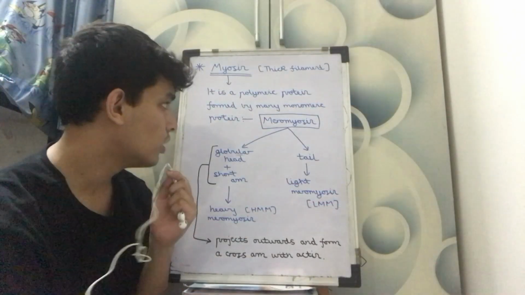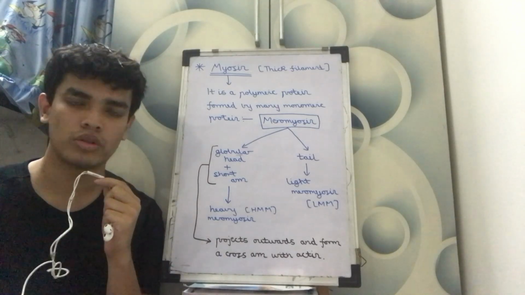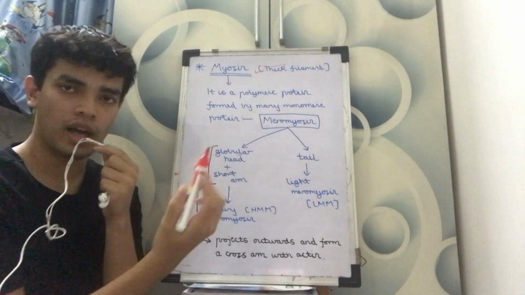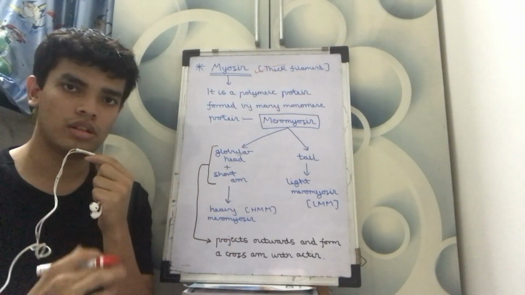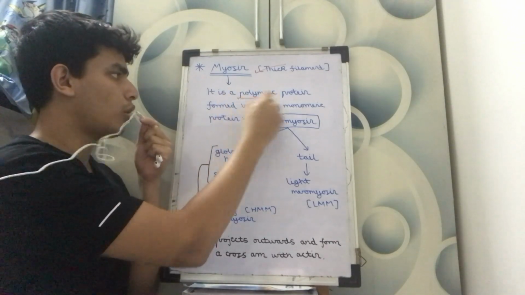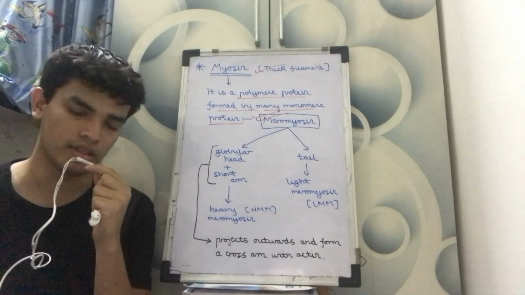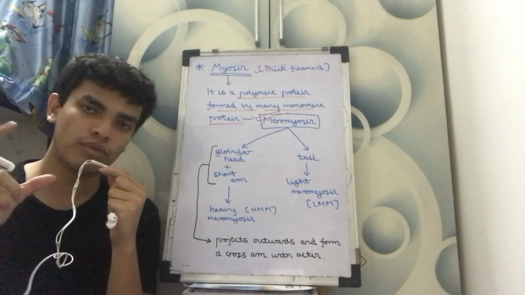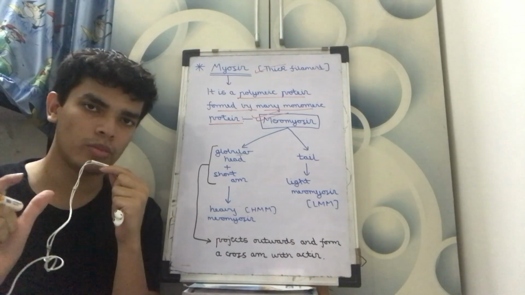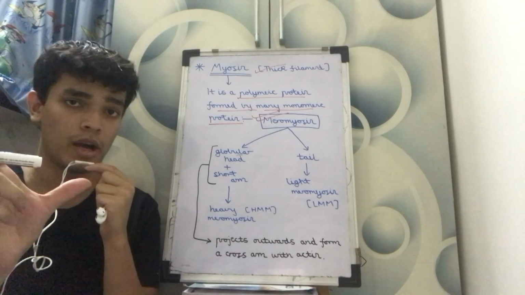Okay guys, so let's start with myosin. We just did actin, now it's time to do myosin. Myosin, as we know, is the thick filament. Just like actin, it also has its structure and subunits. It is a polymeric protein formed by many monomeric proteins. These are called meromyosins. So meromyosin is a monomer, and many meromyosins collect together to form a polymer, which is the myosin.